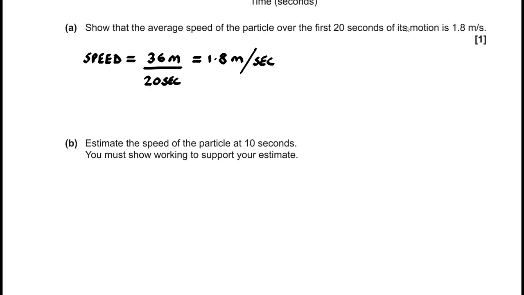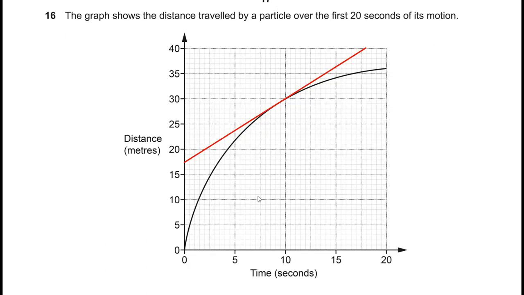Next, we have to estimate the speed of the particle at 10 seconds. You must show working to support your estimate. So the first thing we need to do is draw a tangent to the curve at 10 seconds, as we see here. And in terms of how much we change in the x direction, well, here's 15, 16, 17, 18 in the x direction. And in the y direction, we are going from 17 to 40. So 17 to 40, that's 23 meters, and here we said we have 18 seconds.